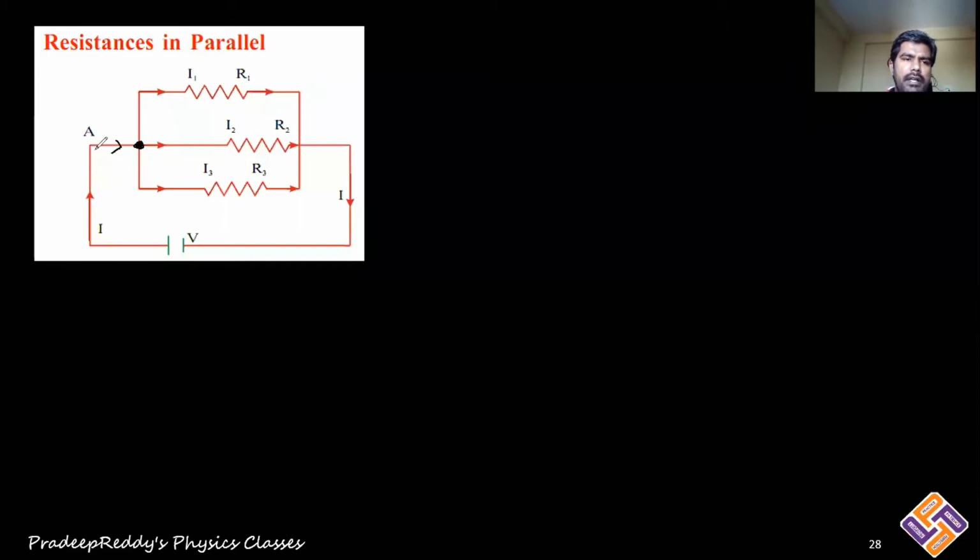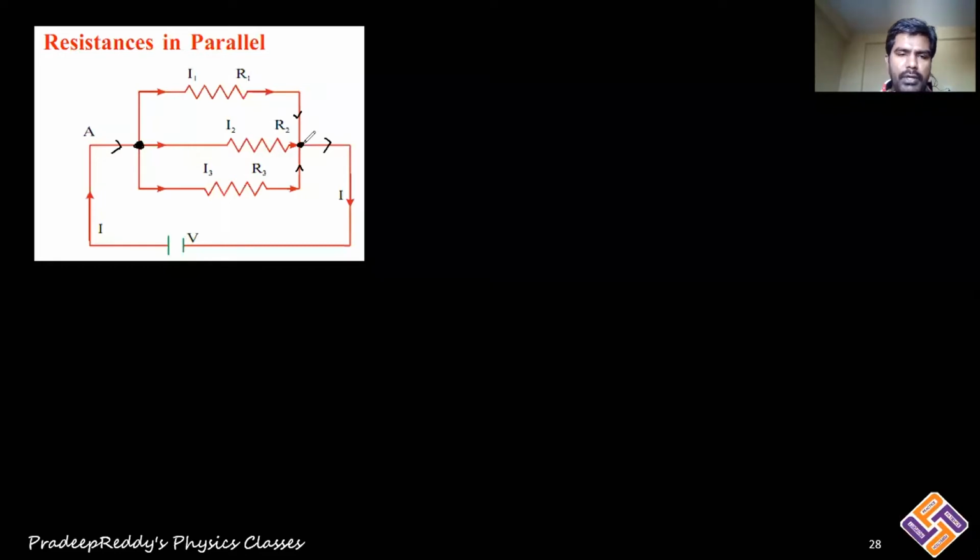When current comes over here at this branch, it gets divided into three parts because there are three paths at this position. Some current goes to the first resistor, some goes to the second resistor, some goes to the third resistor. Like that, I1, I2, I3 are the three different currents passing through these resistors. I1 comes from this path, I2 comes from this path, I3 comes from this path. Overall, at this nodal point, they combine again to form the net current I.